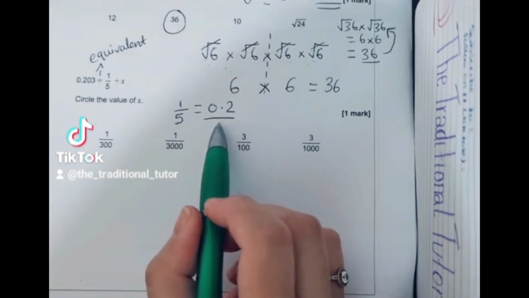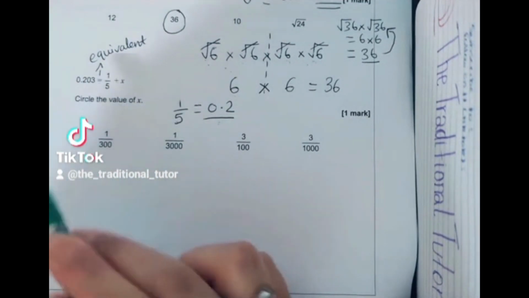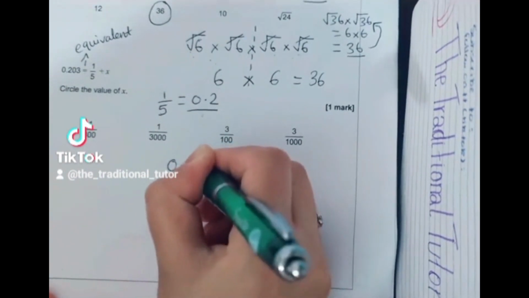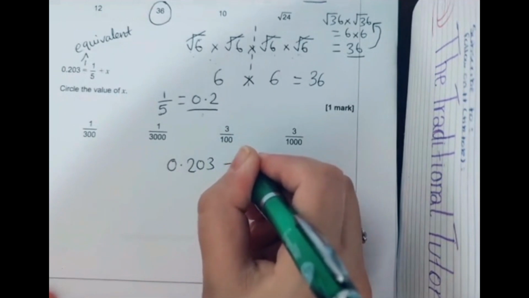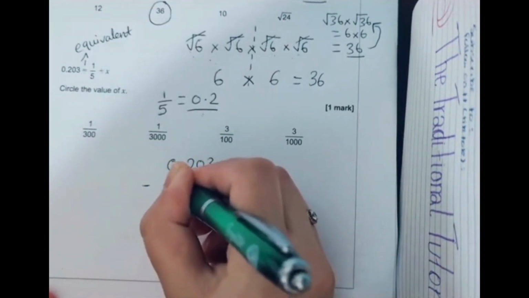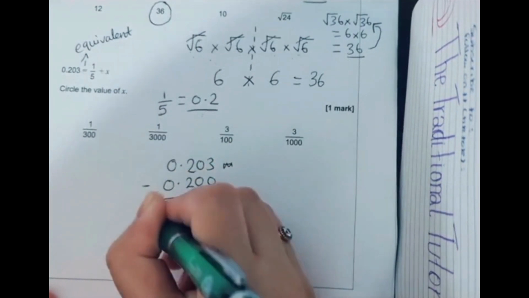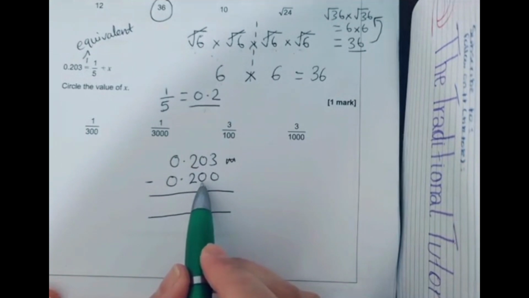So now I need to know what 0.2 plus what is going to give me 0.203. I know it is a bit obvious from here, but just to make it even easier for us, I'm just going to do the subtraction calculation down here.